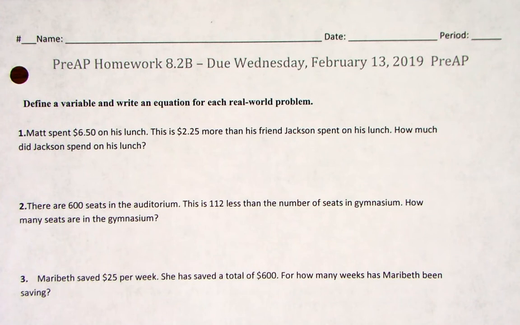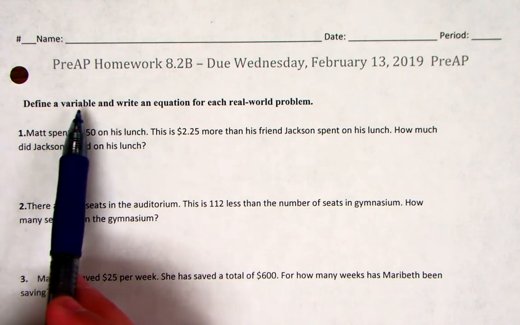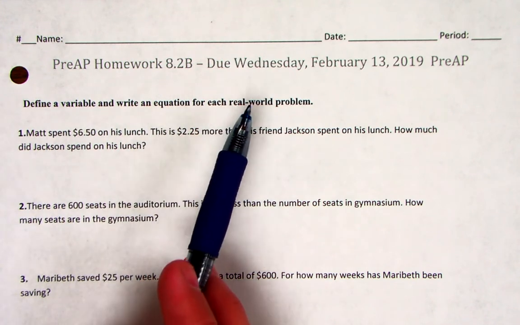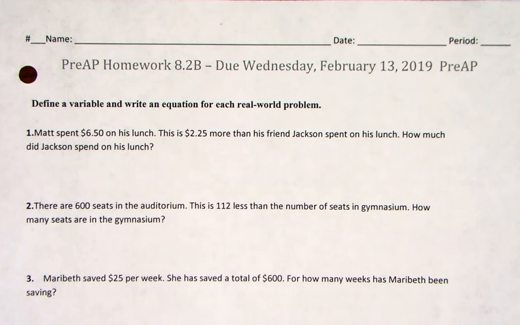If we read the directions, it says to define a variable and write an equation for each real-world problem. So we're not solving it. So look at number 1. It says Matt spent $6.50 on his lunch. This is $2.25 more than his friend Jackson spent on his lunch. How much did Jackson spend on his lunch?